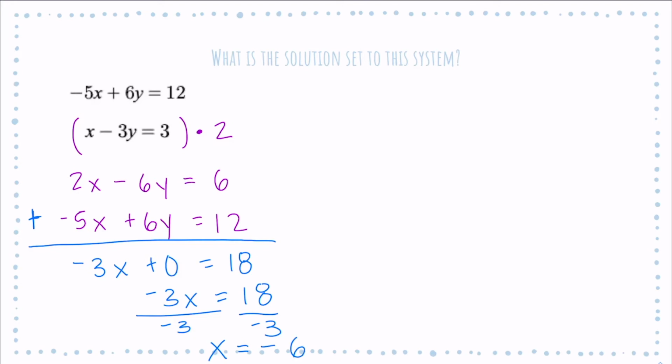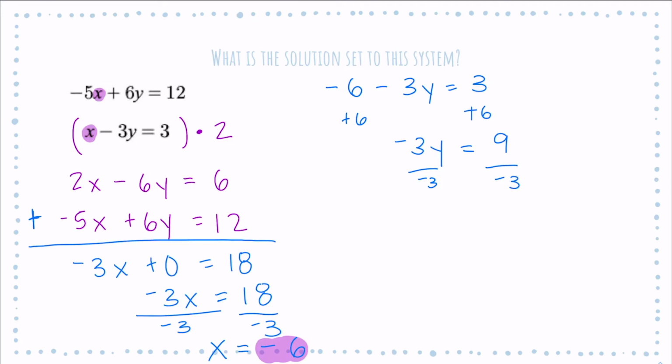And then we take that negative 6 and substitute it back in to either the first equation for x or the second equation. I'm going to pick that second equation, so that's going to be negative 6 minus 3y equals 3. We add 6 to both sides. And then one more step, divide by y's coefficient to get y by itself. So our solution is negative 6, negative 3.